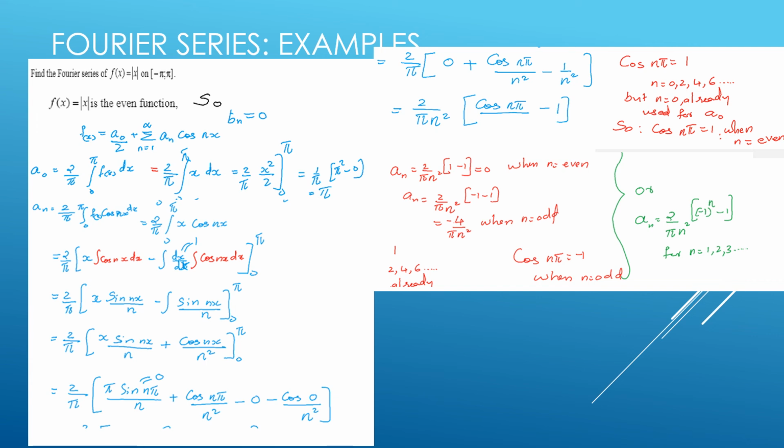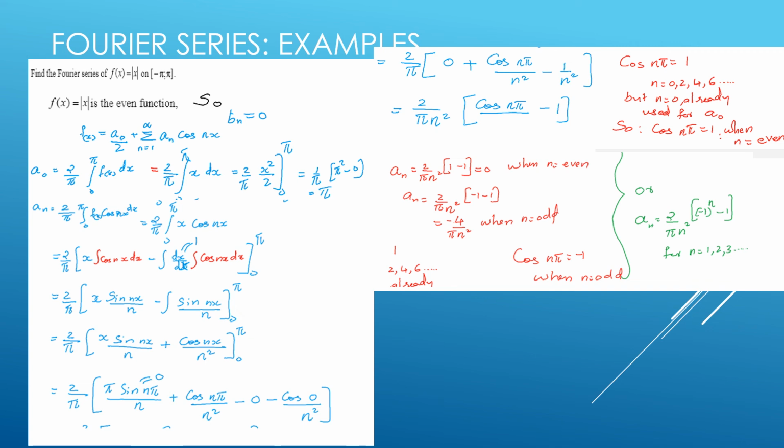f of minus x is the same as f of x. Therefore here this function is an even function. f of x equal to modulus of x is an even function. Earlier we took f of x equal to x, and that was taken as an odd function. This is an even function. f of x equal to minus x does not come.